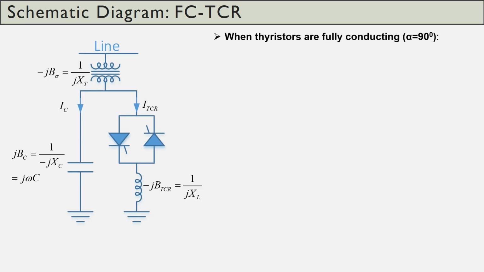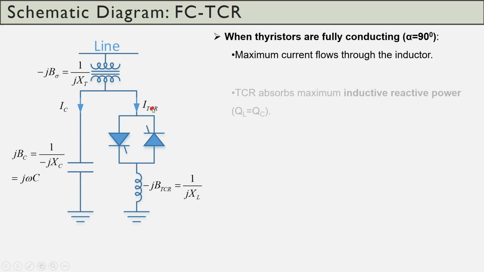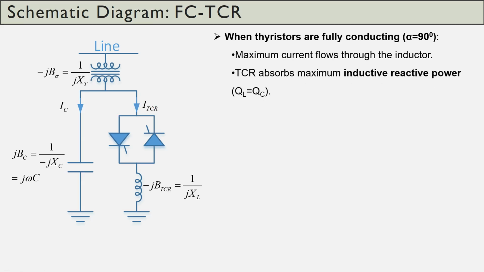Now, let us consider when thyristors are fully conducting, that is alpha is equal to 90 degree. If we keep alpha equal to 90 degree, the total maximum current is flowing. ITCR will be the maximum. ITCR will be equal to IC, hence QL is equal to QC.